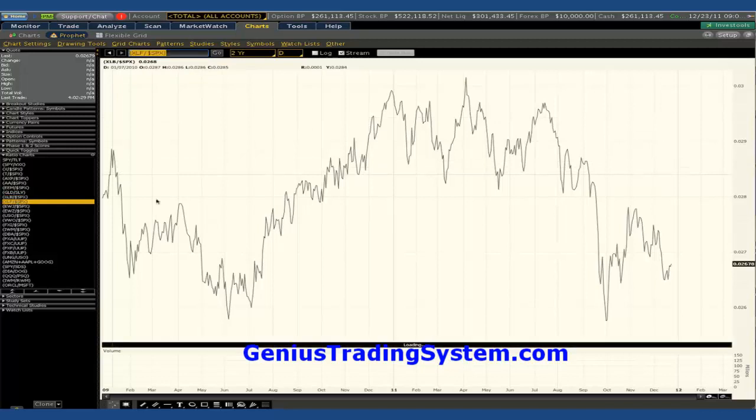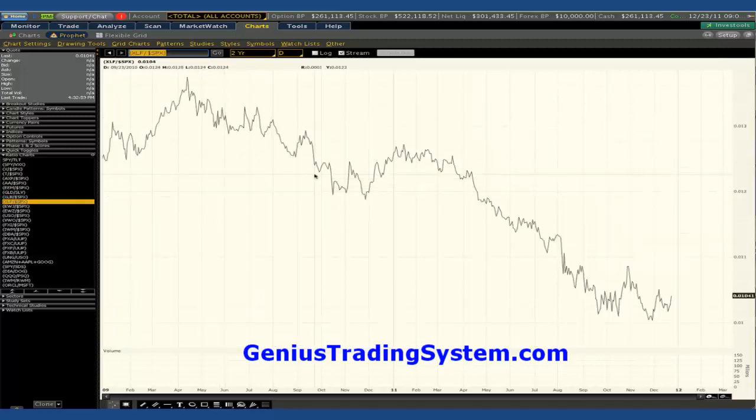Here's the XLF, the financial ETF, against the S&P 500. You can see how terrible it has performed against the S&P 500. It's been in a consistent downtrend since April of 2010, and that's a pretty good, well-defined downtrend here. It looks like it may be starting to create a little bit of a bottom here, but it's still too early to tell.